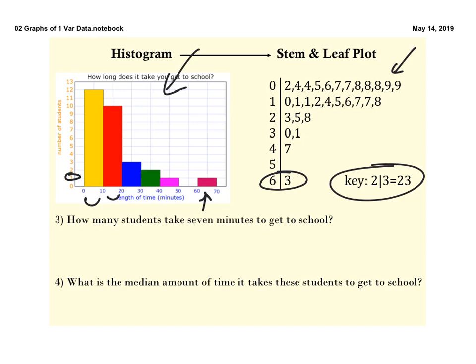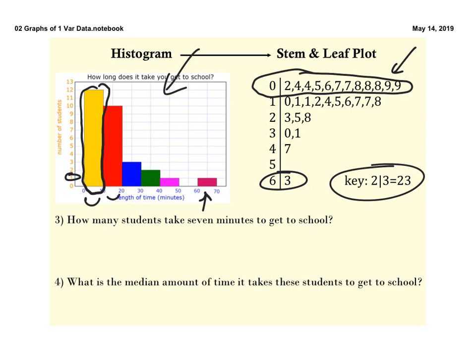If you only had this, you would know that 12 kids have between 0 and 10 minutes to get to school. But this one tells you exactly how long each person's commute is. And that's better in a way. Okay? So let's answer a few questions.